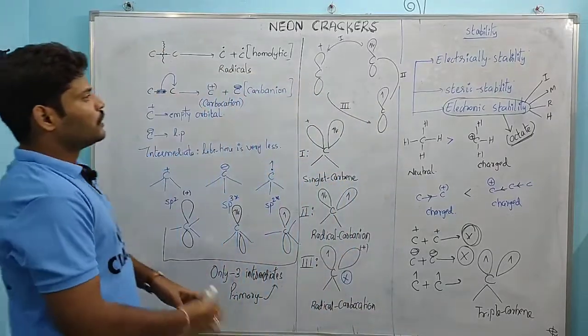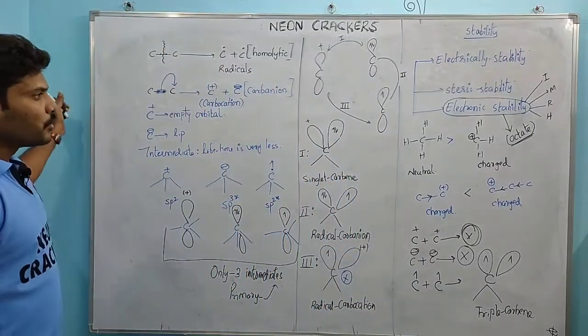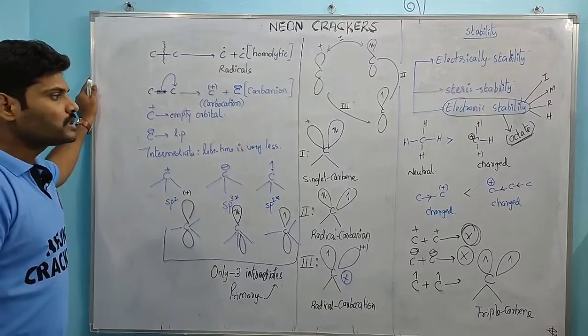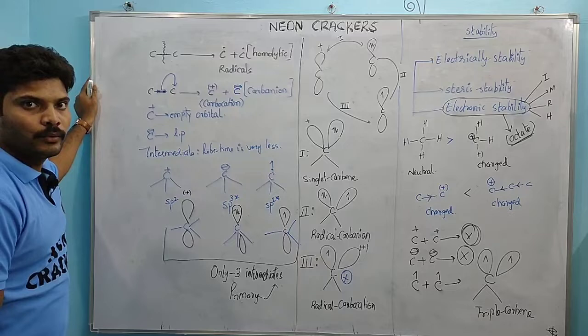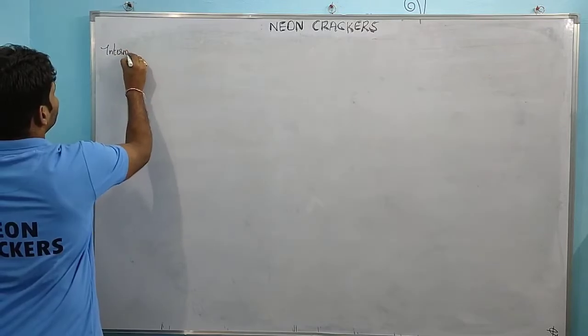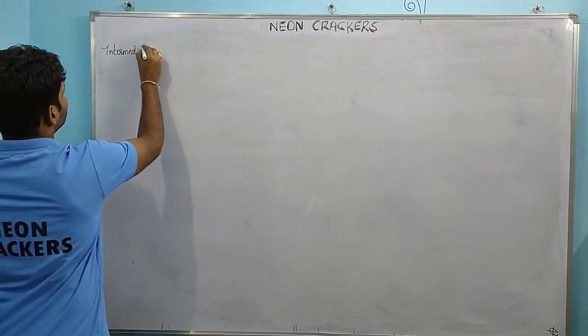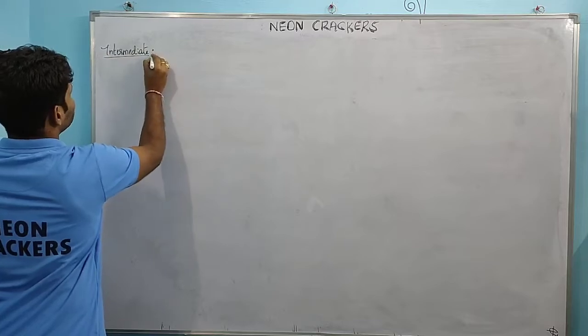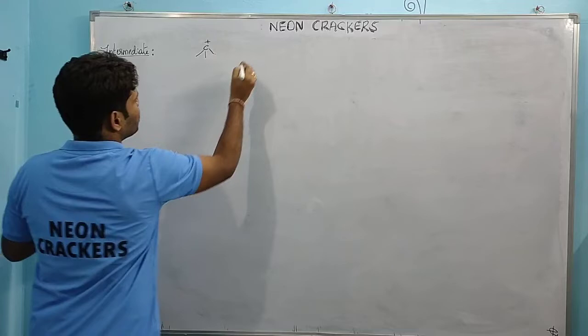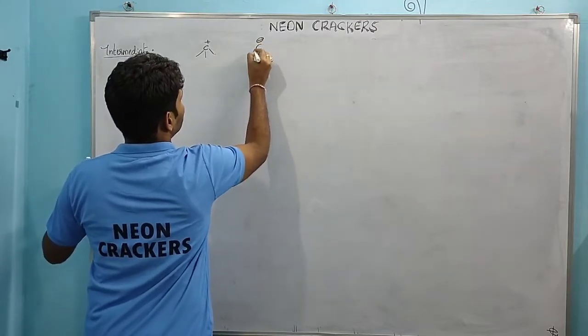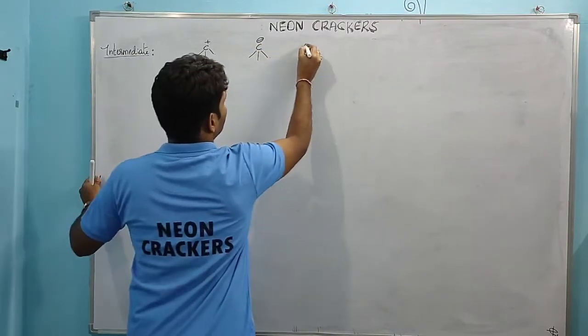Let's see now which are stable and which are more reactive intermediates. First one is what here? Carbocation. Second one is what? Carbonium.